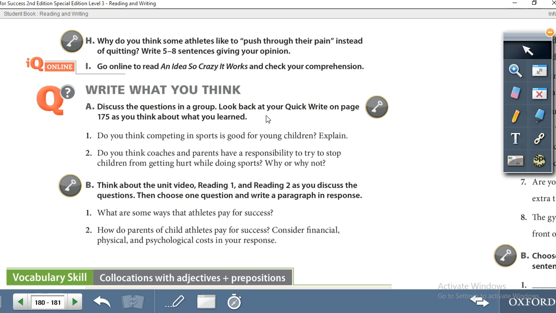Right, so we are looking at exercise H. Why do you think some athletes like to push through their pain instead of quitting? Write 5 to 8 sentences giving your opinion. So remember, exercise H is based on your opinion. So why do you think some athletes don't give up? If they are in pain, they just continue. They keep working. They keep performing.